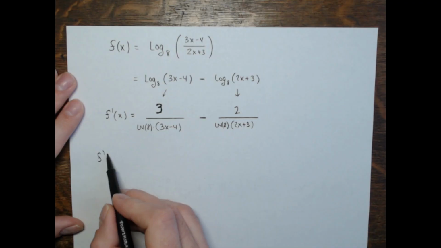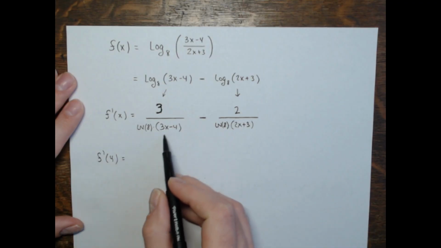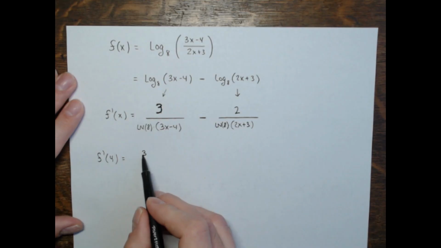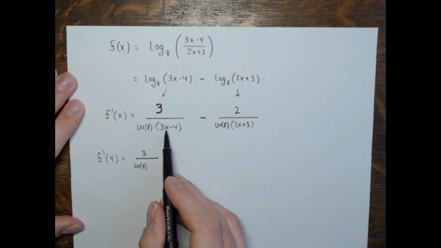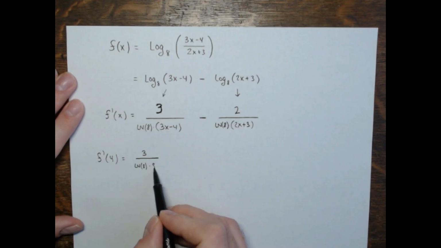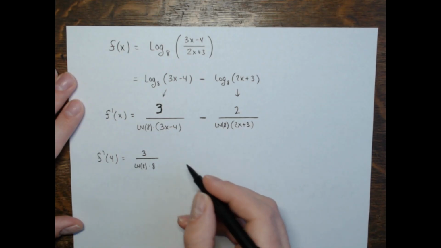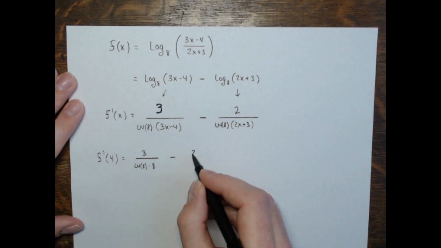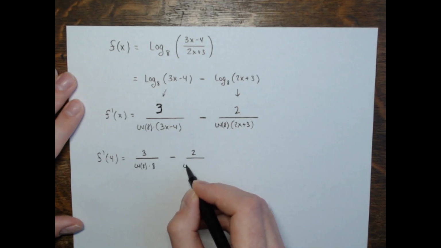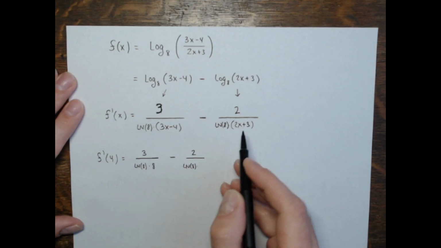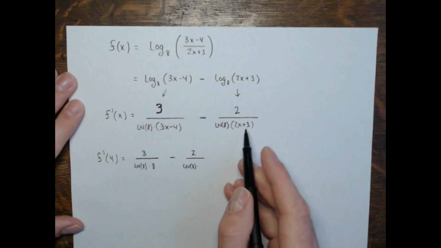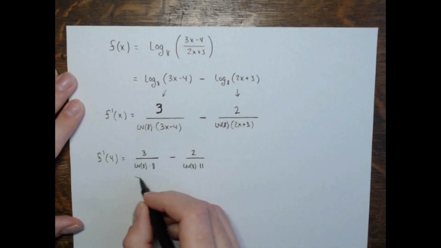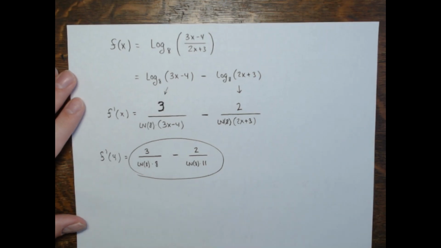So at x equals 4, I'm just putting 4 in for x here. We'd have 3 over the natural log of 8 times, and then 3 times 4 is 12. 12 minus 4 is 8, so that's 8 log 8 down there. Minus, and then 2 over, again, the natural log of 8 in the denominator times, and then 2 times 4 is 8, plus 3 is 11. And there you go, whatever this value is.